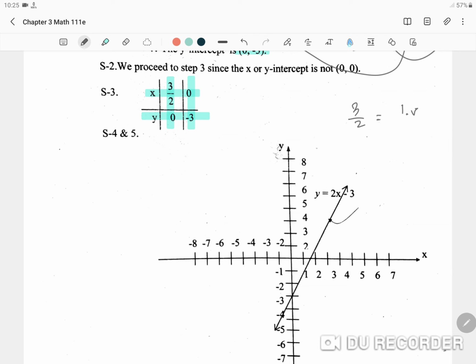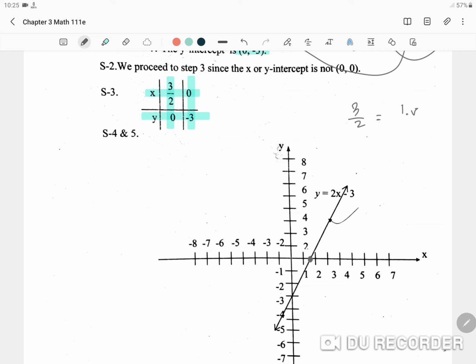Dito. So, ito ba yan? Wait lang ha. Ito. Okay. So, yung 1.5 natin is nandito, yung x. Samantalang, yung y natin, 0 man. So, hindi tayo mag-move up or down. So, dito lang tayo sa x banda. So, dito yung point natin.